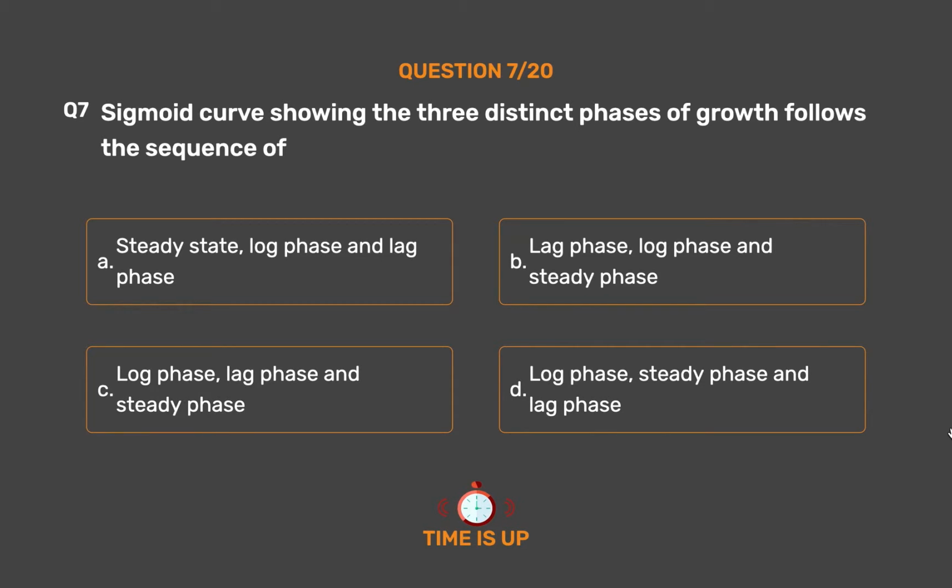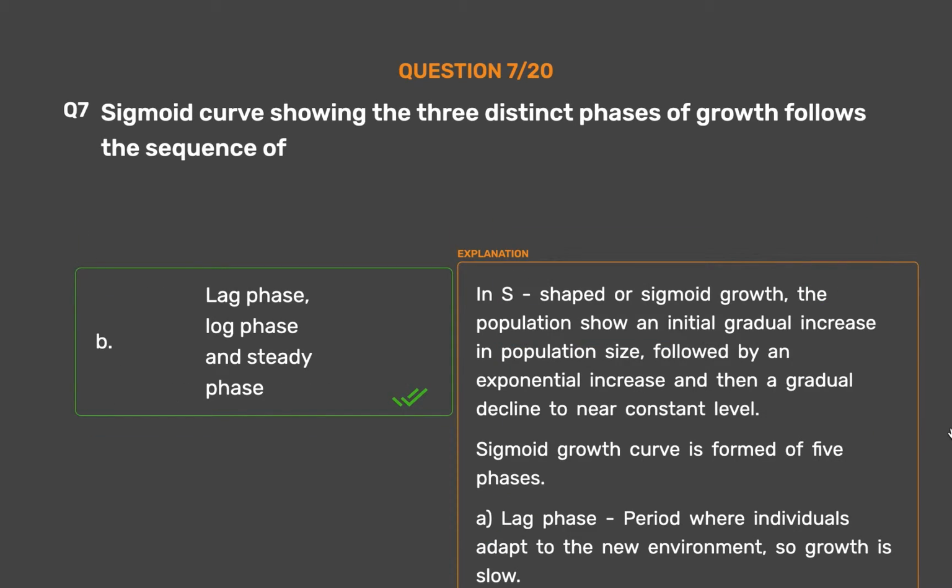The correct answer is Option B. Lag phase, log phase and steady phase. In S-shaped or sigmoid growth, the population show an initial gradual increase in population size, followed by an exponential increase and then a gradual decline to near constant level. Sigmoid growth curve is formed of 5 phases.